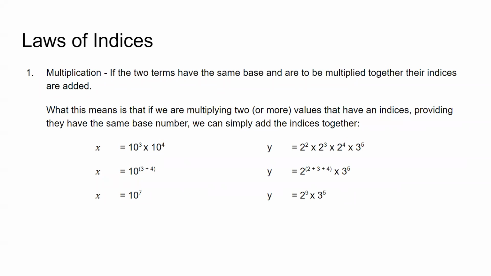Let's have another look. So y equals 2 squared times 2 cubed times 2 to the power 4 times 3 to the power 5. So 3 is a different base to the rest of it. So that's going to need to stay separate. However, the 2, 3, and 4 can all be added together as a single index for the number 2, which gives me 2 to the power 9 times 3 to the power 5.